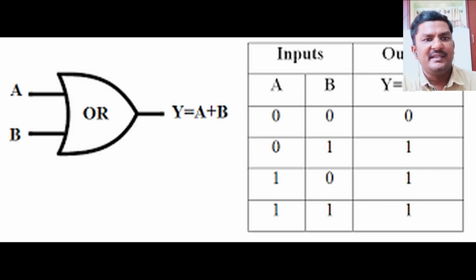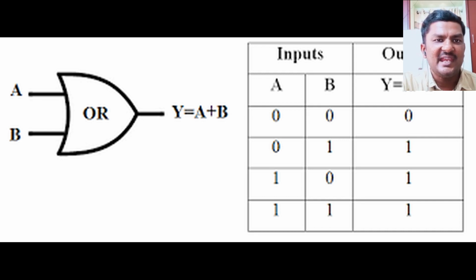Next, A is open, B is closed. A is open means A value 0, B is closed means B value 1. What happens if A equal to 0 and B equal to 1? Now we will discuss. If A is open and B is closed, there is flow of current to the bulb. Bulb glows. If A equal to 0, B equal to 1, Y value equal to 1.